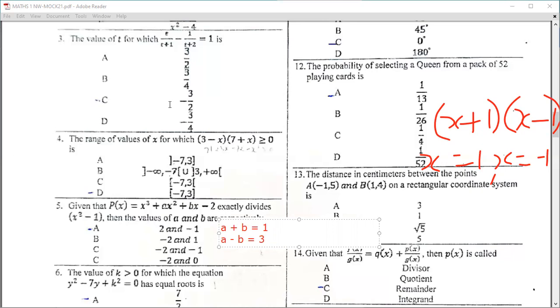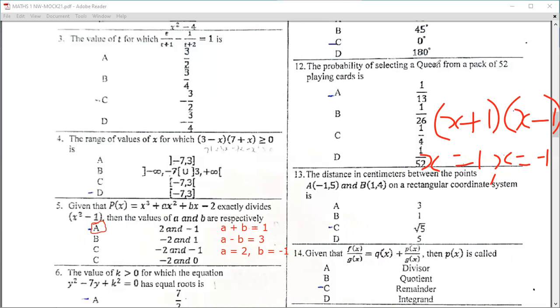So from here, 2A is equal to 4. So A is equal to 2. And if A is equal to 2, what will be the value of B? B should be equal to negative 1. So what are the solutions here? We have positive 2 and negative 1. So what is the key here? Of course, the key here is A.